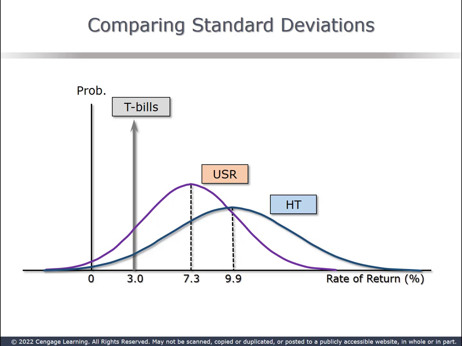Comparing the standard deviations of the Treasury bill, high-tech, and U.S. Rubber graphically. The T-bill curve is a vertical line since it has no deviation. U.S. Rubber is to the left of high-tech but is slightly more arched, implying a tighter distribution.